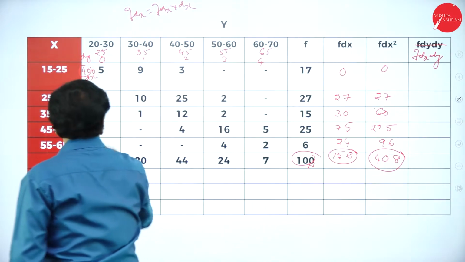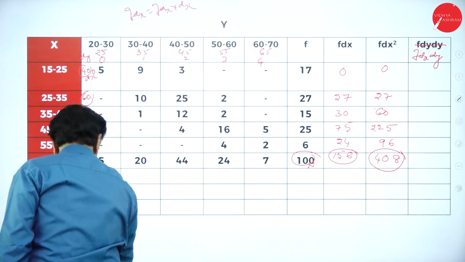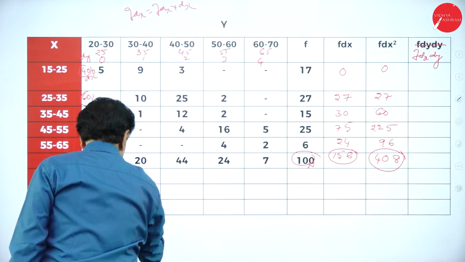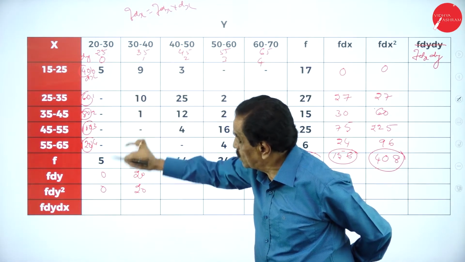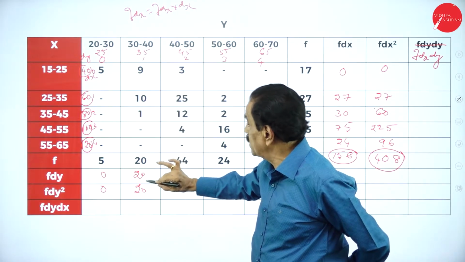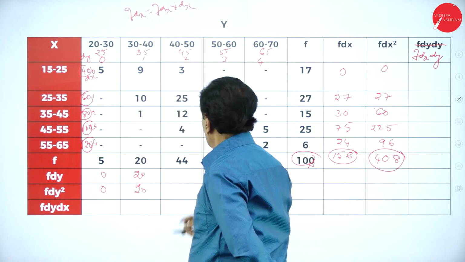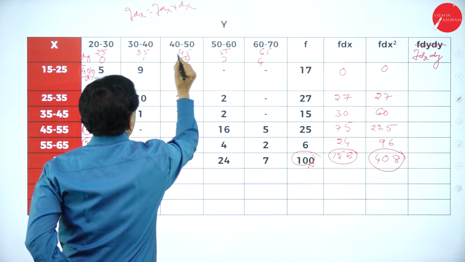So here, 5 into 0 is 0. 0 into 0 is 0. 21s are 20. See this? 0 into 0 is 0. 21s are 20. This number is 2. So here 44. 44 into 2. This 2. This remember.